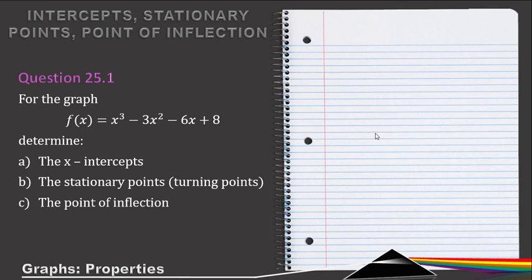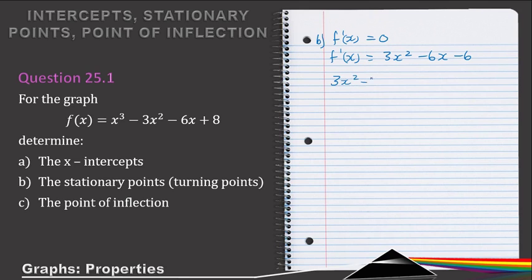Okay, so then finding the stationary points, the turning points, we have to find the first derivative and equal it to 0 and then solve for x. So my first derivative is equal to 3x squared minus 6x minus 6. So then we take the first derivative and we equal it to 0.